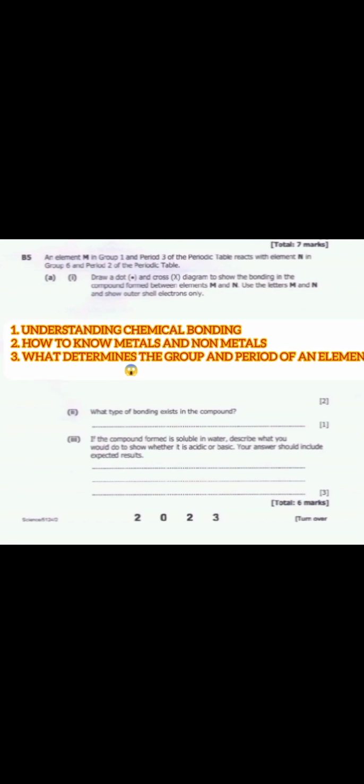So the first thing you need to do before you draw your dot and cross diagram is to identify the type of bonding which is occurring between these two elements. Which type of bonding is occurring between these two elements? And I'm sure that is the second question which they have asked. They have asked to say what type of bonding exists in the compound. So you need to identify the type of bonding which is occurring between these two elements. That's the first thing.